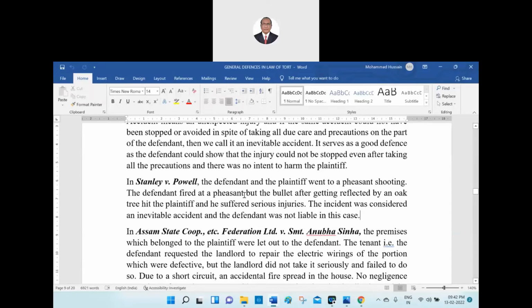So naturally, one cannot foresee that such a thing is going to happen. So they say it is an inevitable accident. It was not done intentionally; it is an accident, and his fate is not good.